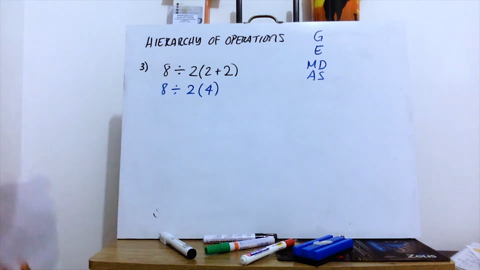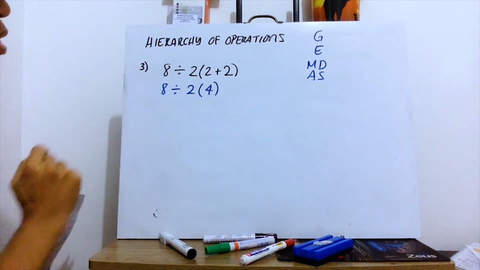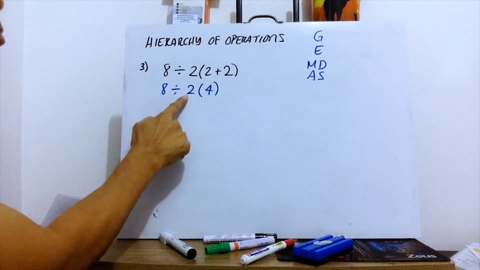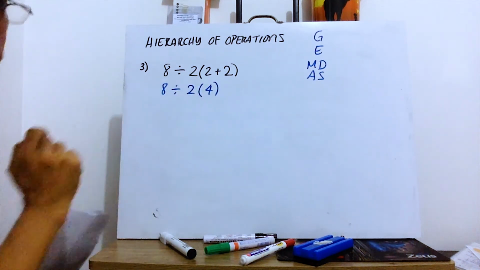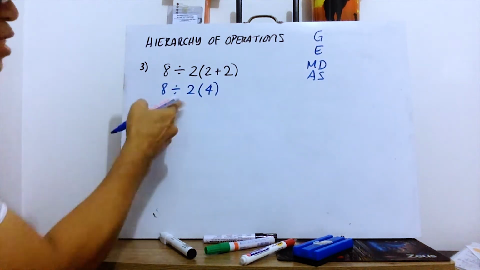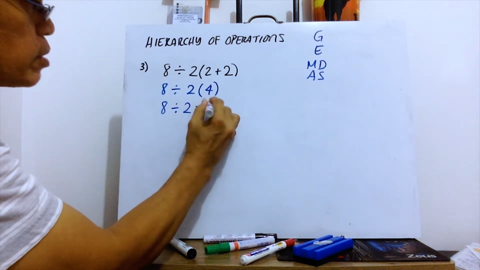What do you see here? If you don't see any symbol there, it means it's implied multiplication. A number followed immediately by a parenthesis symbol means multiplication. Let's rewrite that. So it's actually 8 divided by 2 times 4.